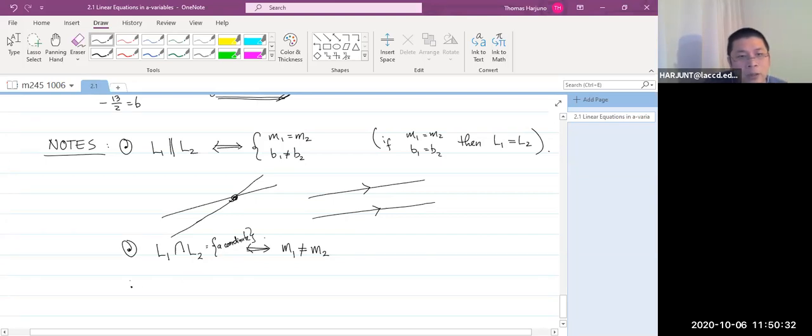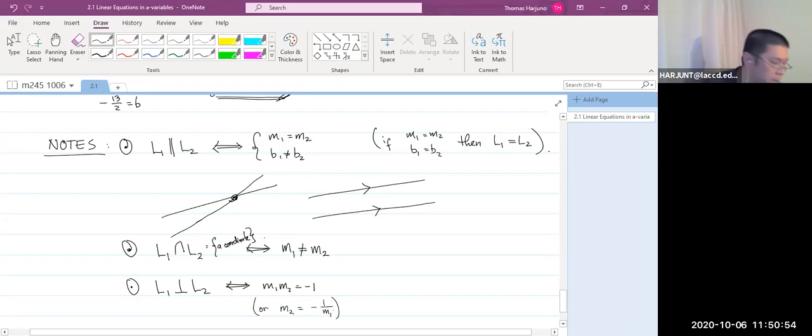However, the third one, an important one: line 1 is perpendicular to line 2 if and only if the product of the slopes m1 times m2 is -1. Or another way to say it, the slope of one line is the negative reciprocal of the slope of the other line.